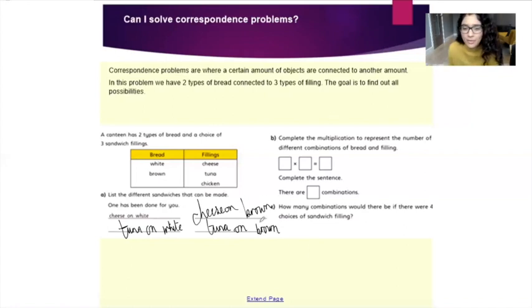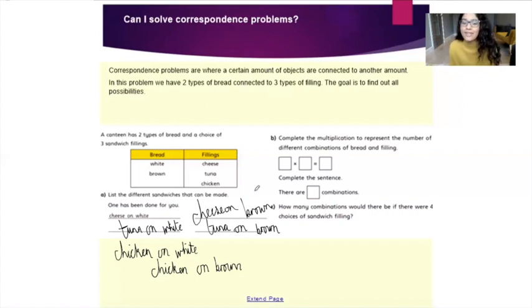So let's go on to B. We have to complete the multiplication to represent the number of different combinations of bread and filling. So how many different combinations do we have there? We have 1, 2, 3, 4, 5, and 6 different combinations.